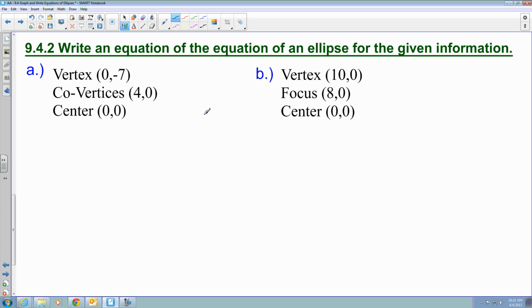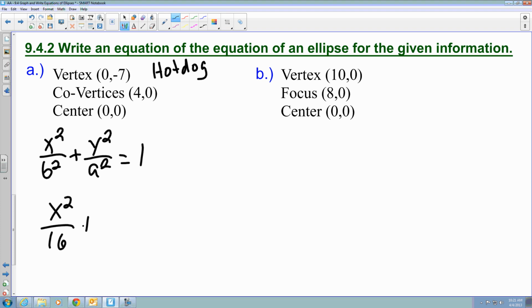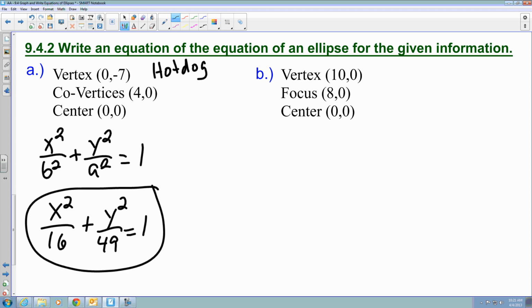So looking in our notes, since my vertex is on the y-axis, this means that this is going to be a hot dog ellipse. So that means it's going to be the general equation x squared over b squared plus y squared over a squared equals 1. So since I know that a is 7 and 7 squared is 49, and my b is going to be 4, b squared is going to be 16, so this becomes x squared over 16 plus y squared over 49 equals 1. And that's the equation.